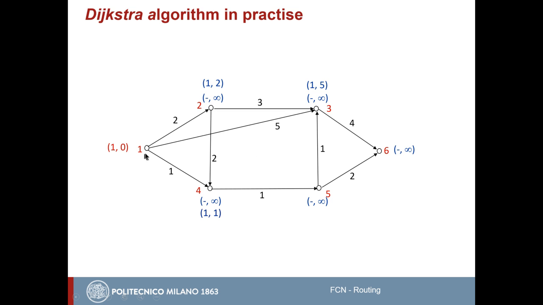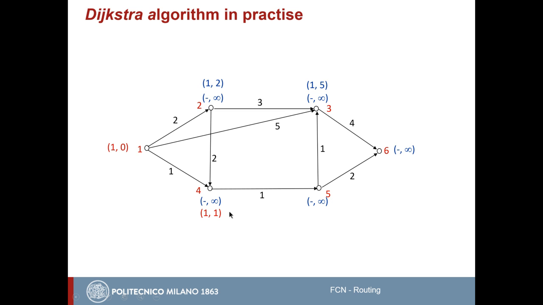Now we have P, which contains only the source. We have to identify between all the other nodes of the network, which are not in P, the one with the minimum distance. And in this case, the one with the minimum distance is node number 4. So now node number 4 becomes part of the set P, and its label becomes permanent. So it will not be updated anymore. And so it becomes red.